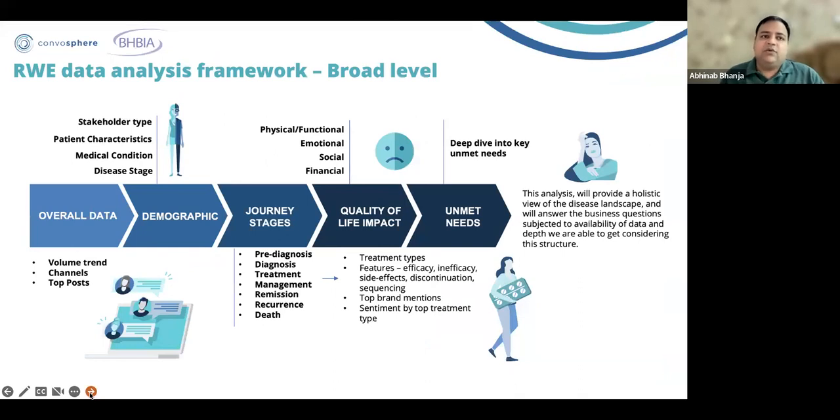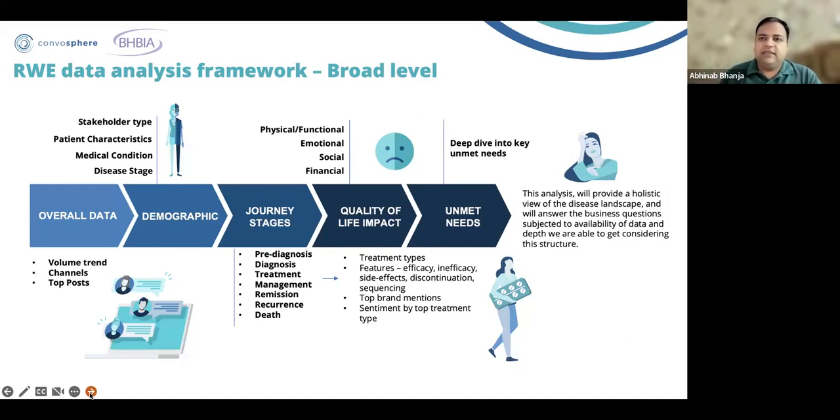Great. So this is the data analysis framework, again at a broad level, of how we generally work with the data. As I mentioned, we start with the overall data, and at an overall level we generally look into the volume trends, channels, and top posts, which is generally the starting point. But then we segregate the data and get to the crux of it, which is the patient-centric data. That is where we look at specificities like stakeholder types, be it patients, caregivers, HCPs, who are basically talking about the patient cases.